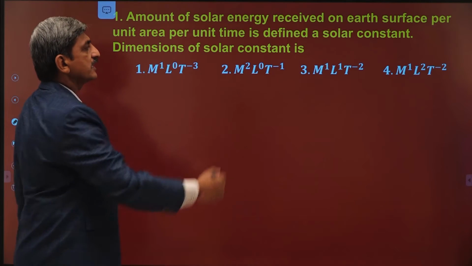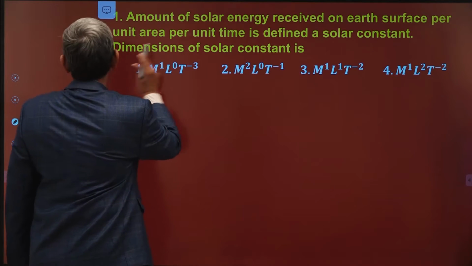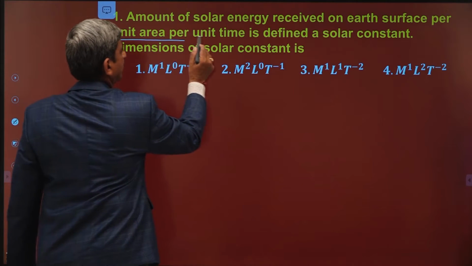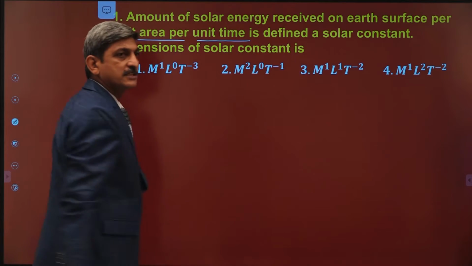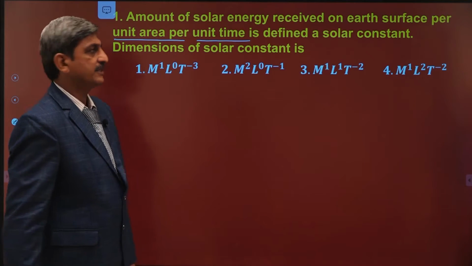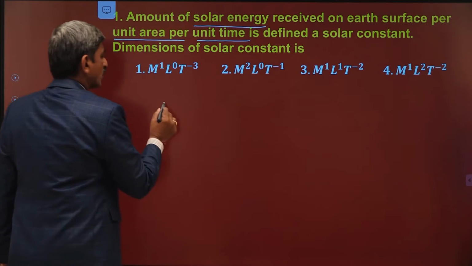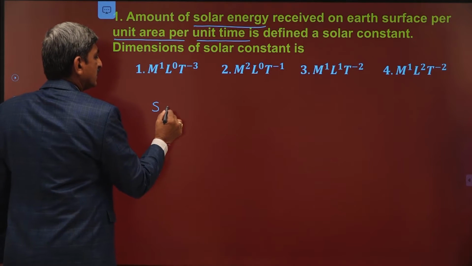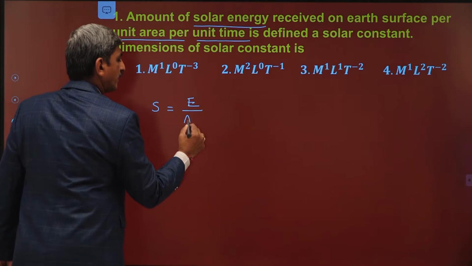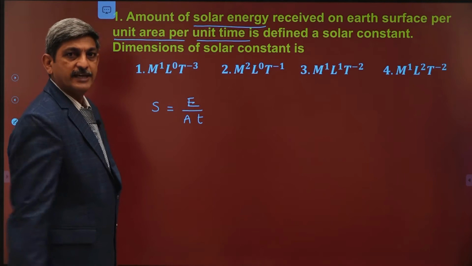Amount of solar energy received on Earth's surface per unit area per unit time is defined as the solar constant. Dimensions of the solar constant is dash. Here, in the question itself, it is given that the solar constant is defined as the solar energy received per unit area per unit time. So we can write S is equal to E by AT.